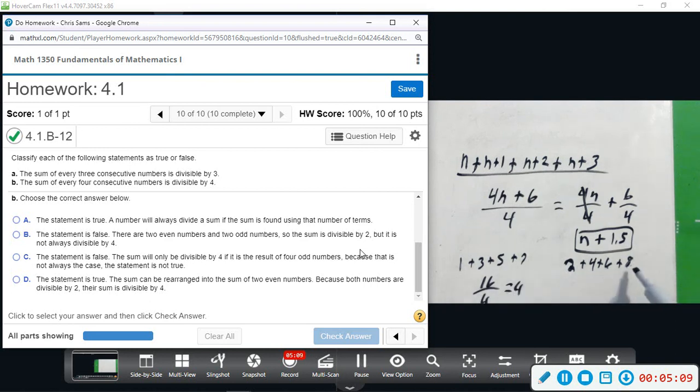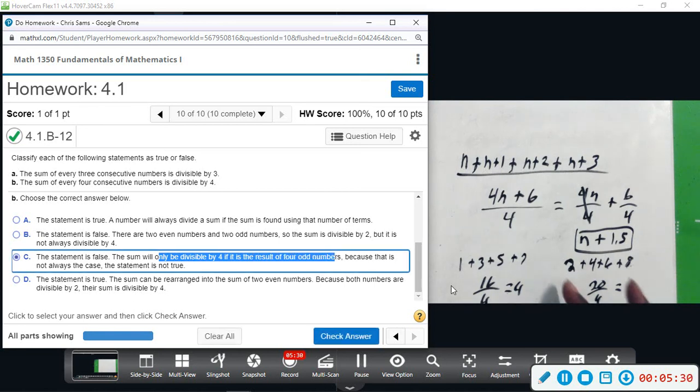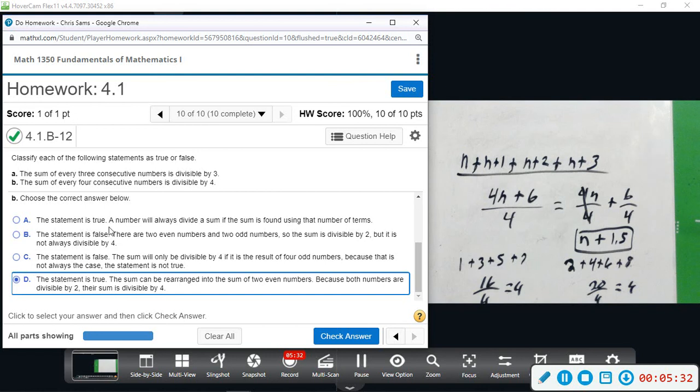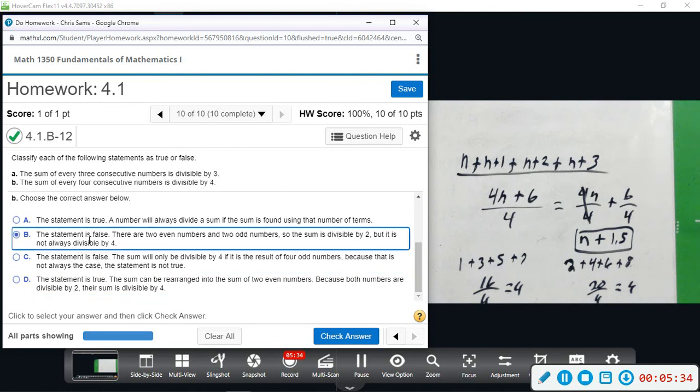If we add these 4 even numbers, 6, 12, 20, and we get a number that's divisible by 4. So the second false is not true because it says only divisible by 4 if the results are 4 odd numbers, and it also works with 4 even numbers. So the false that we're going to go with is B.